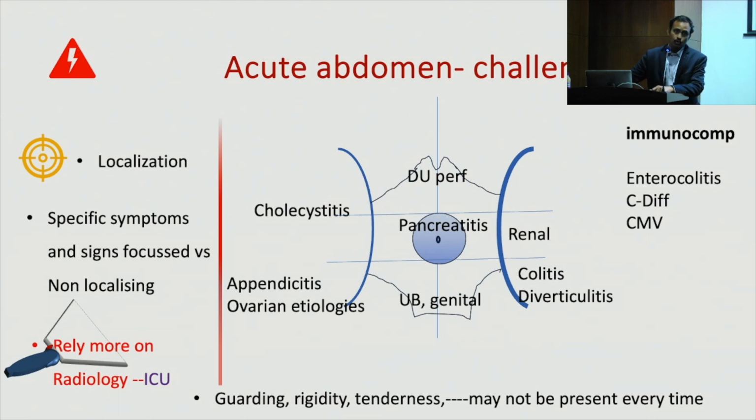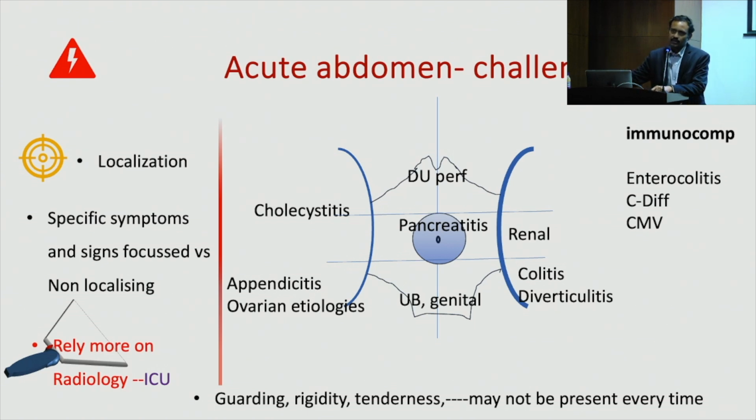And especially in immunocompromised patients, enterocolitis is one of the things that we should never miss. And diverticulitis is also one of the important causes. And many times we land up with a patient having CMV colitis. These are the common things we should keep in mind, and that triggers the evaluation.